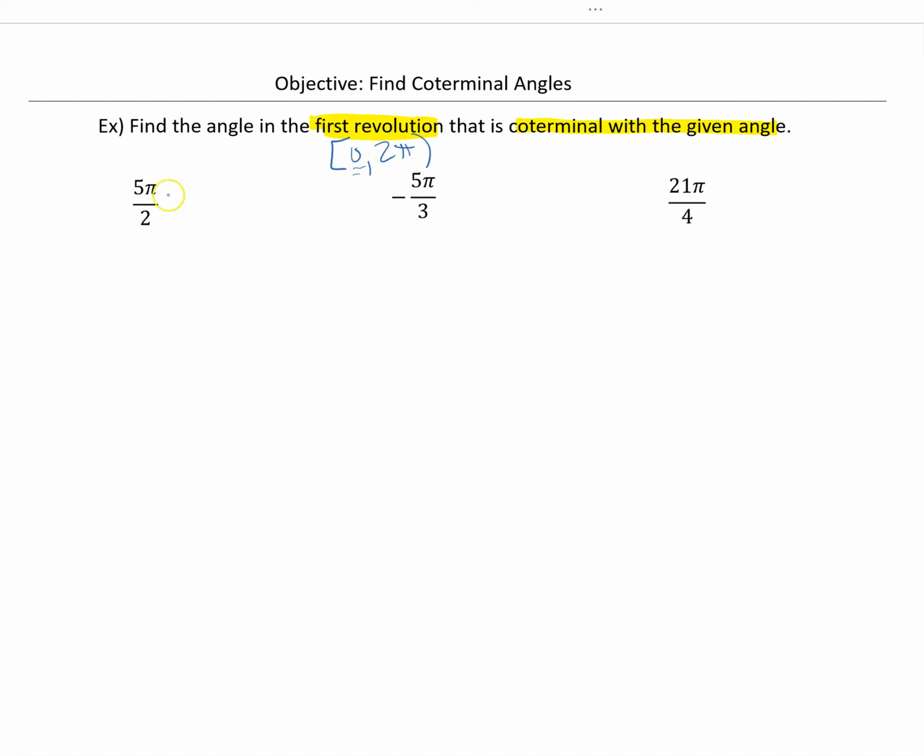So here we're looking at our 5 pi halves. One way that we can do this is we can look at our coefficient of pi, which would be 5 halves, and here we see it's an improper fraction, and it's equivalent to 2.5. So we know that it's bigger than 2 pi, and to get it into that first revolution, we would subtract 2 pi radians, and 2.5 minus 2 is a half. So we get a half pi, which is what we call pi over 2 as a unit circle angle, and that would be the angle in the first revolution that's coterminal with 5 pi halves.